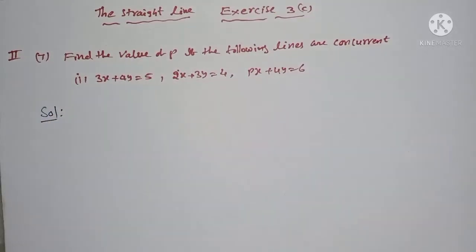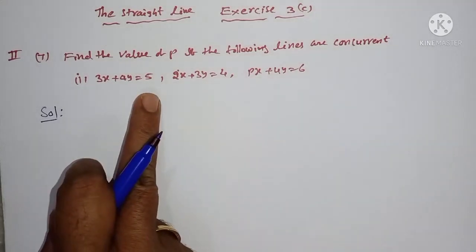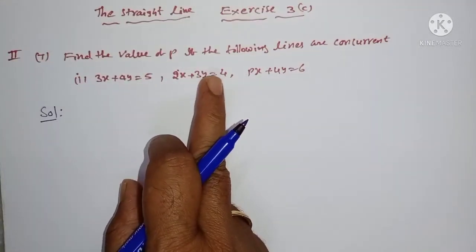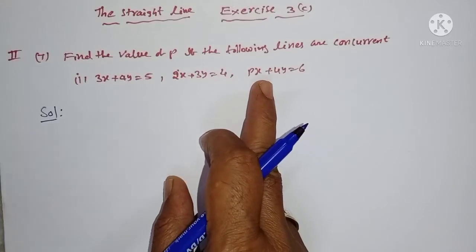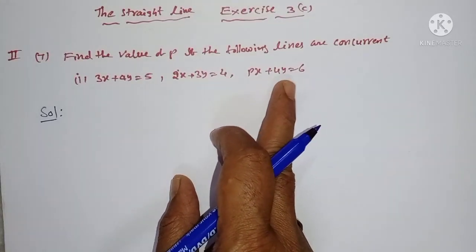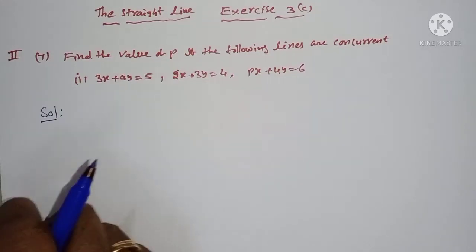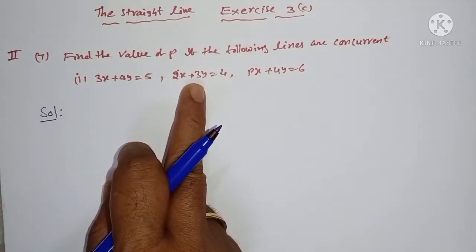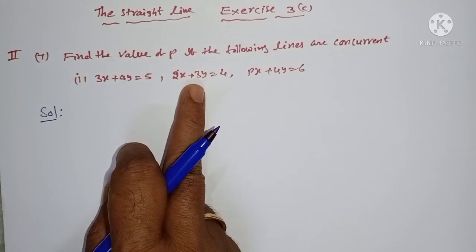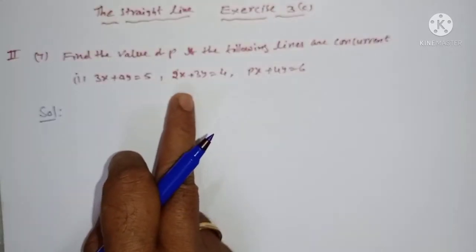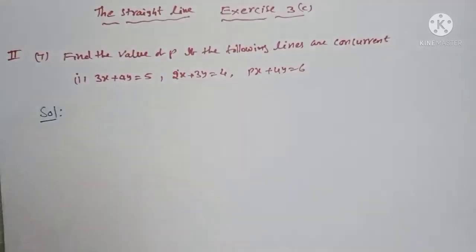The given equations are 3x plus 4y is equal to 5, 2x plus 3y is equal to 4, 3px plus 4y is equal to 6. Three equations are given. Therefore, you can solve the first two equations. You get the point of intersection, that is x comma y. Substitute in the third equation, then you find P.